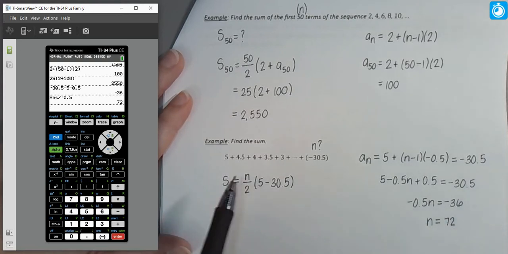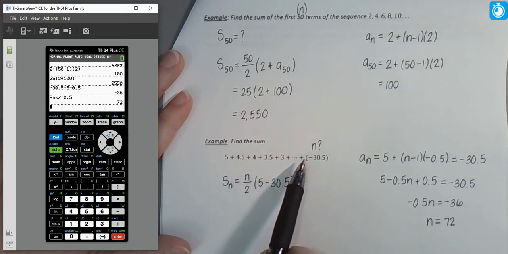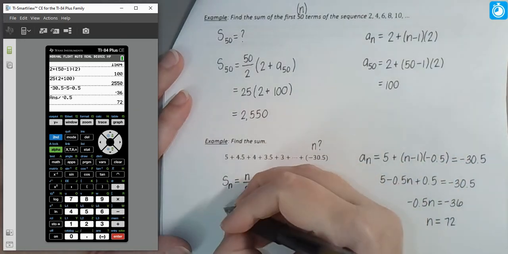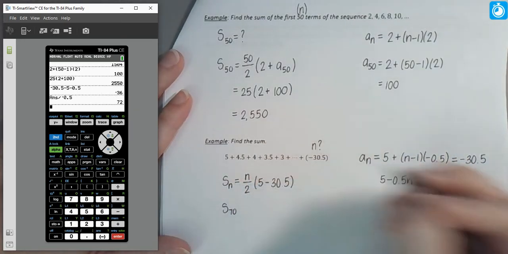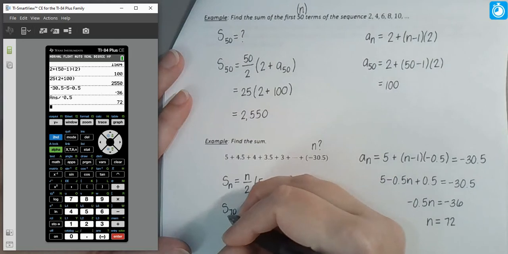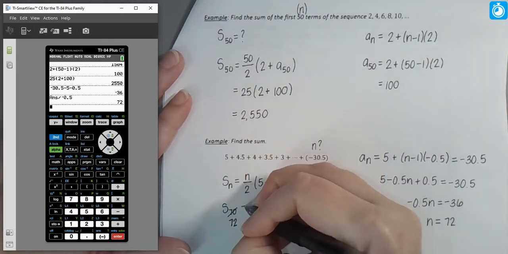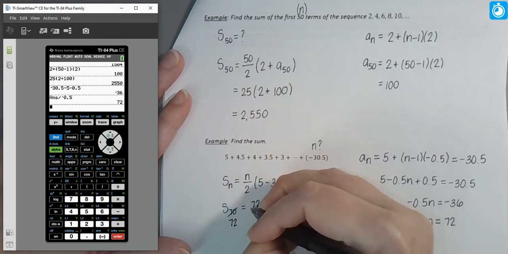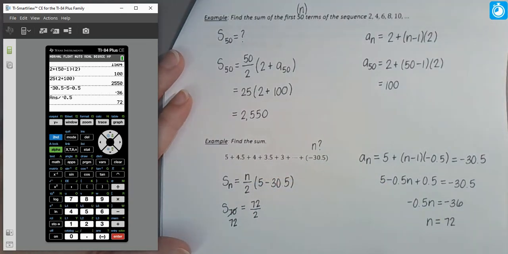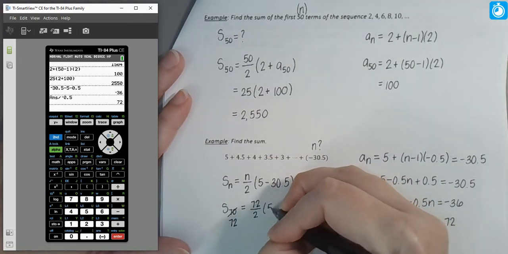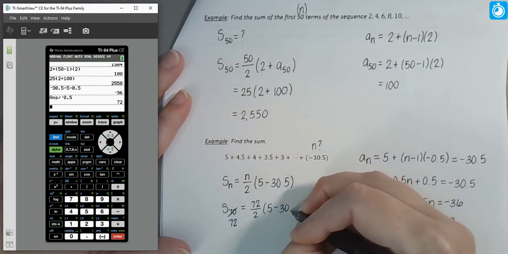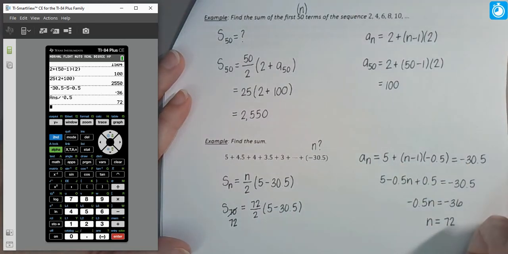So what that tells us is that if we've added up all of these terms in this sequence and we've made it all the way out to negative 30.5, then we've gone out 72 terms. So what we're actually evaluating in this case is the 70th partial sum, or excuse me, not the 70th, the 72nd partial sum. Here we go. So I'm going to plug in a 72 in place of n. That is then divided by 2. And I'm multiplying that by 5 minus 30.5.